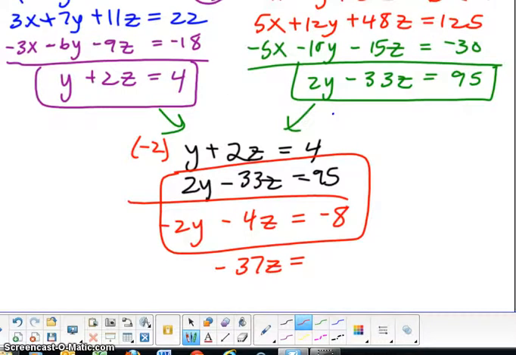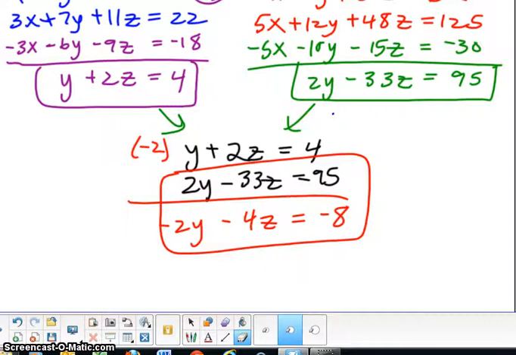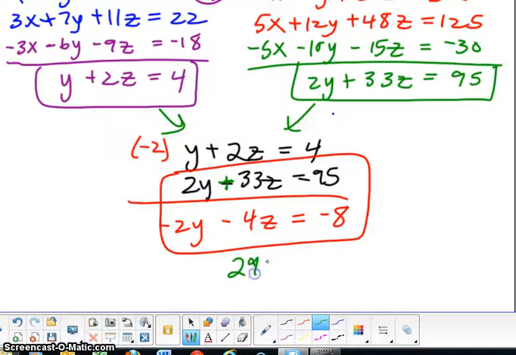Okay, so it looks like I've made a mistake, so erase that. You may have already found it. But if you go back to the green right here, 48 minus 15 is not a negative 33, but it is a positive. So I want to make that change before I do anything else. And that's going to make 33 minus 4, 29z, and then 95 minus 8 is 87, which is going to give me 3 for an answer.